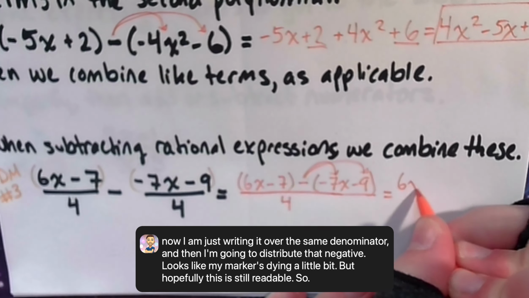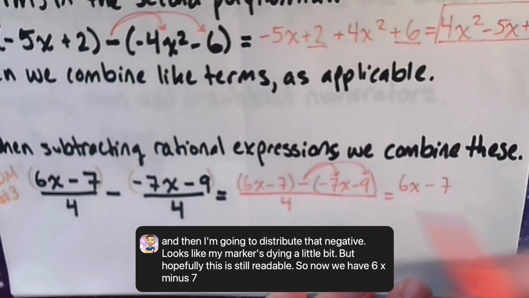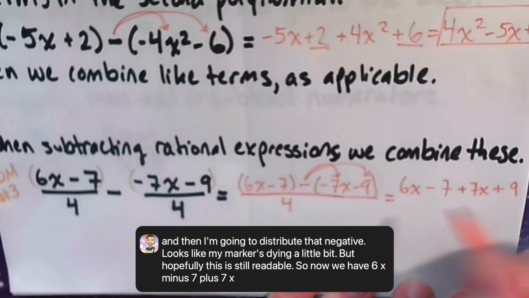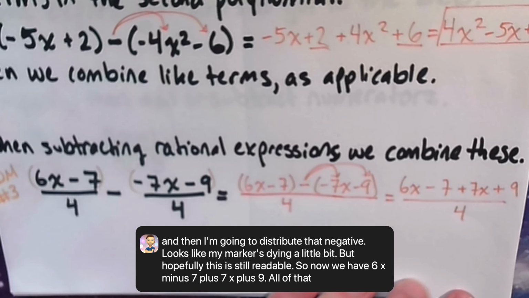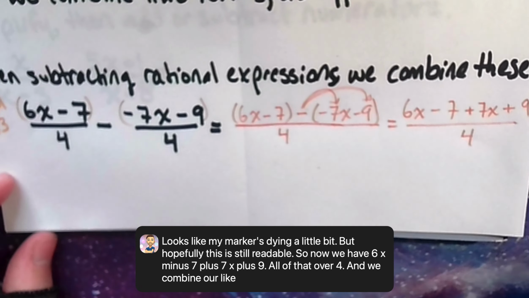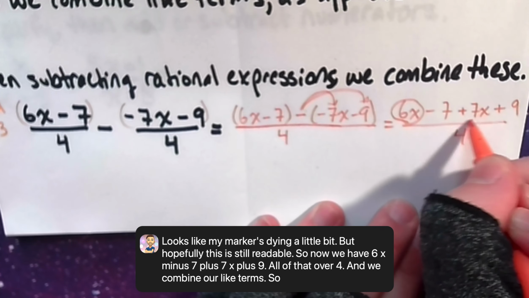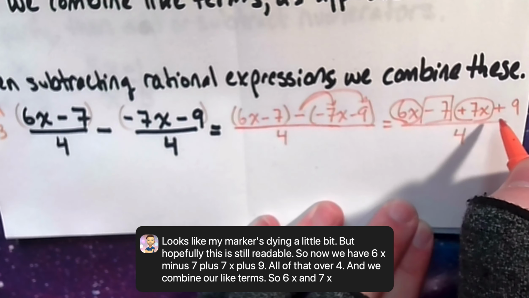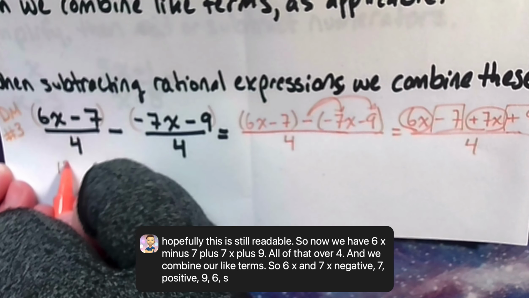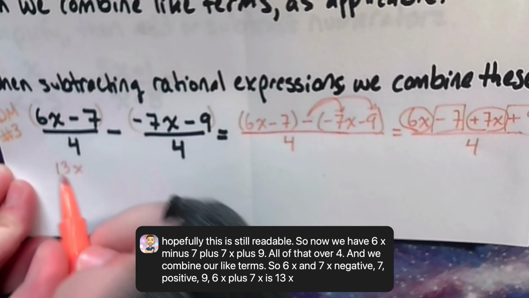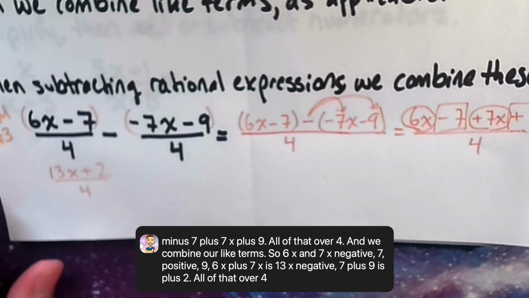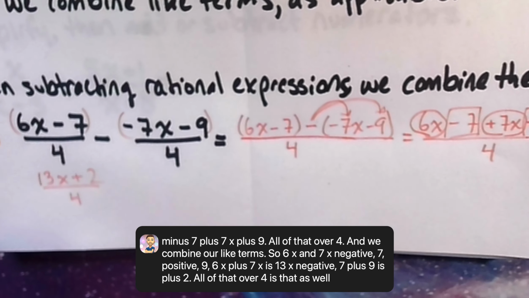So now we have 6x minus 7 plus 7x plus 9, all of that over 4. And we combine our like terms. So 6x and 7x, negative 7, positive 9. 6x plus 7x is 13x. Negative 7 plus 9 is plus 2. All of that over 4. Ooh, that is a little blurry, huh?